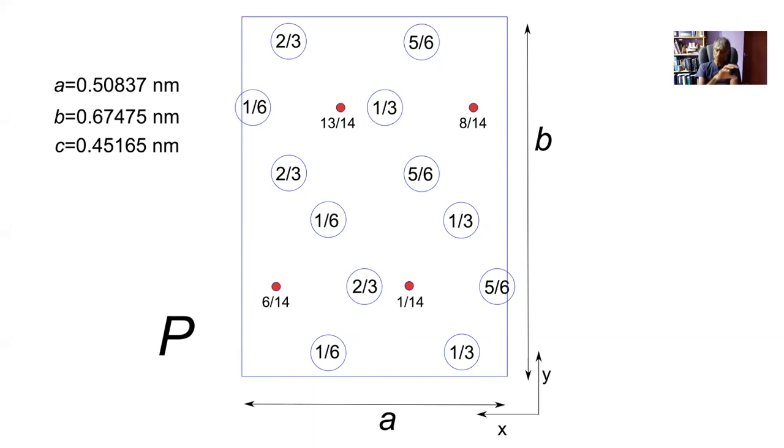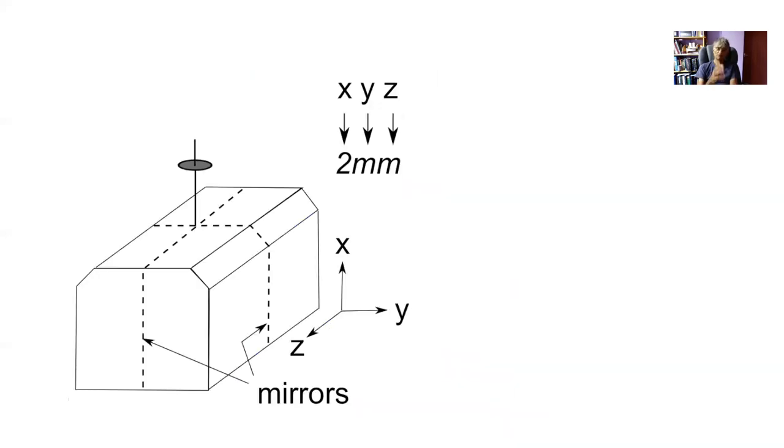Now we're going to build up the space group of this structure. And just to remind you of the convention, we will start with the symmetry element associated with X, Y, and Z to build up the symbol that goes after P to create the space group.